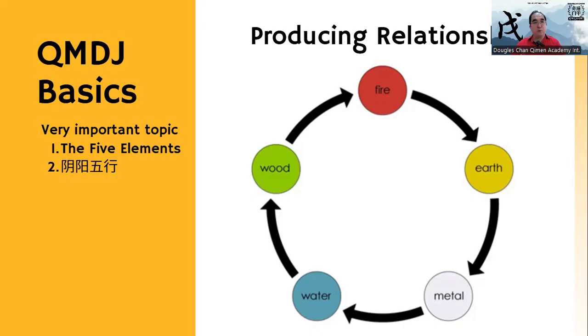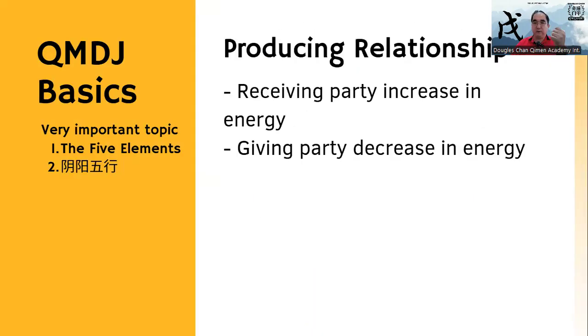Now we have to memorize the five elements. Wood produces fire, fire produces earth, earth produces metal, metal produces water, and water produces wood. This is one big cycle that we need to understand, and it is very, very important. In the five elements, we just have to learn two things: one is the producing cycle, the other is the clashing cycle. So let's do a bit of revision.